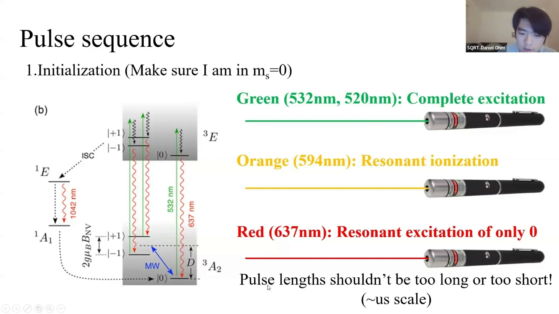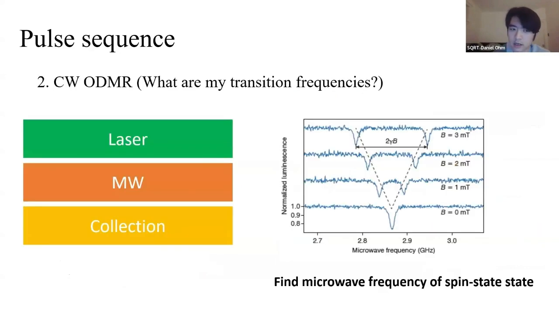And another word of caution is that pulse lengths shouldn't be too long or too short. For example, if I gave an orange laser and it took too long, all of the NV minus would turn to NV 0, basically. And I would basically be getting rid of all the defects I have.